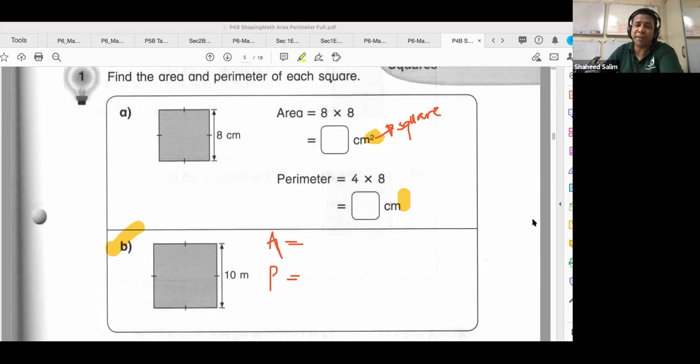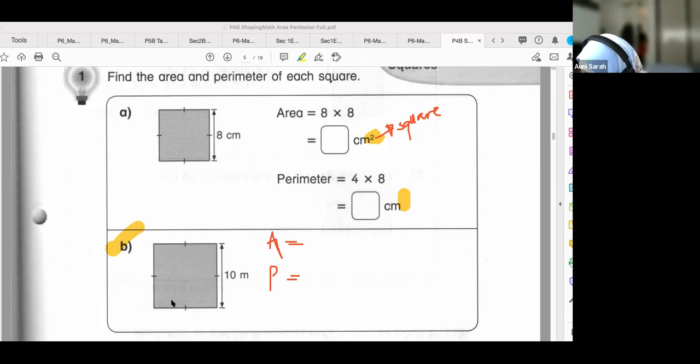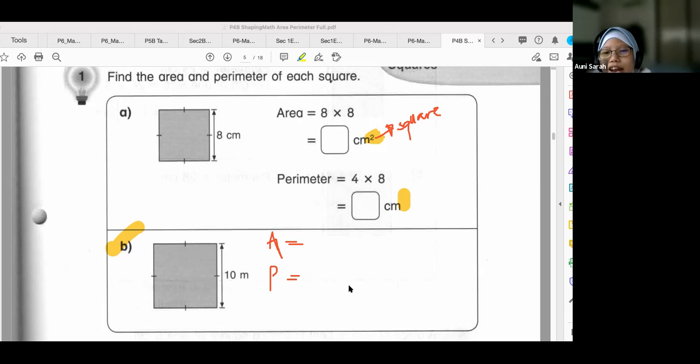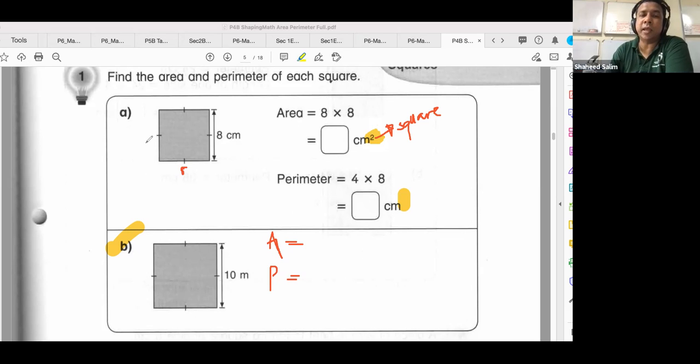Come, let's try question B. Come on, you all are taking too long now. Find the area and perimeter. It's so easy, Razan. Or maybe it's too easy. How did they get the 4 times 8? Where did they get the 4? Okay, so this one is 8, this one is 8, this one is 8. So you can take 8 plus 8 plus 8 plus 8 or shortcut 8 times 4 because it's 1, 2, 3, 4. So this one you can do 2 methods.